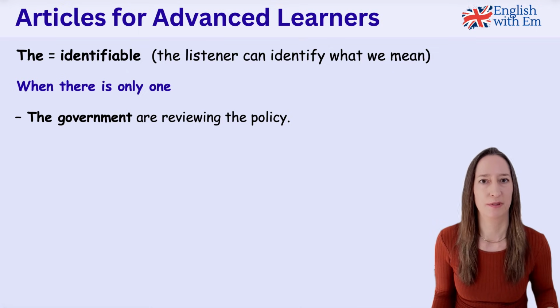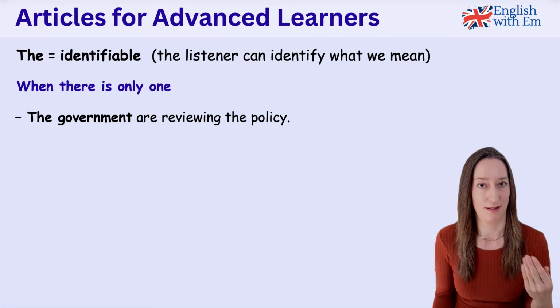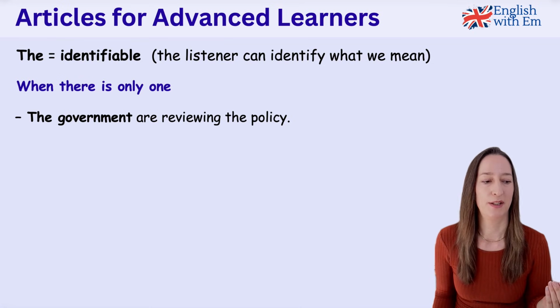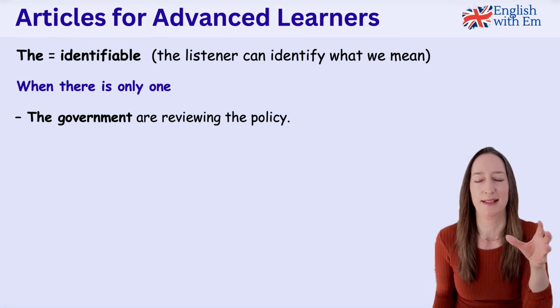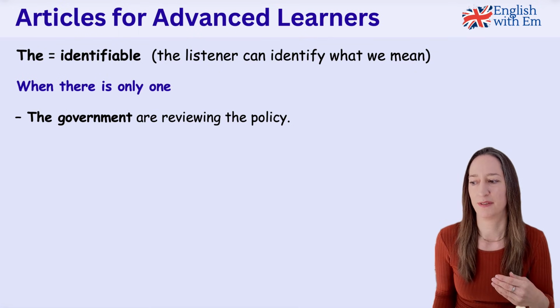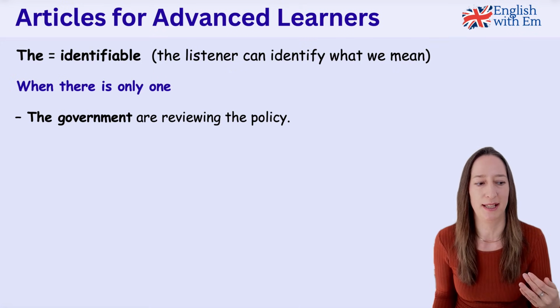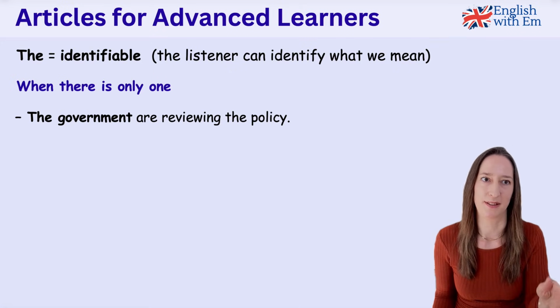"The government are reviewing the policy." Now, I'm British, so I say "the government are." In North American English, people tend to think of the government as one entity, and they would say "the government is." Whereas the British, we often think of collective nouns like government and family as being plural, encompassing many members.